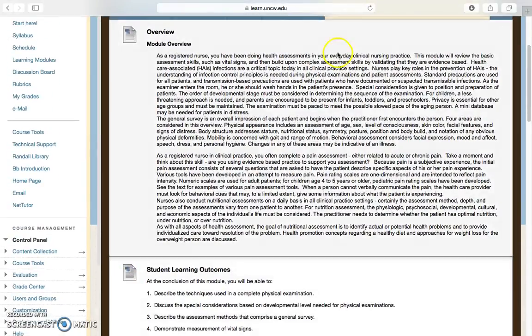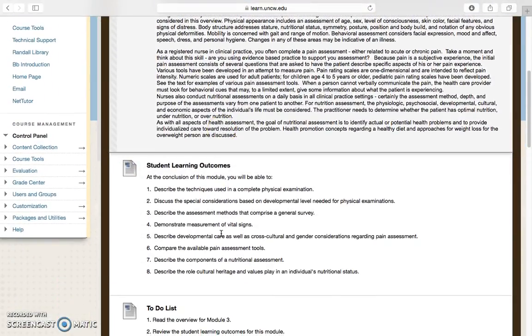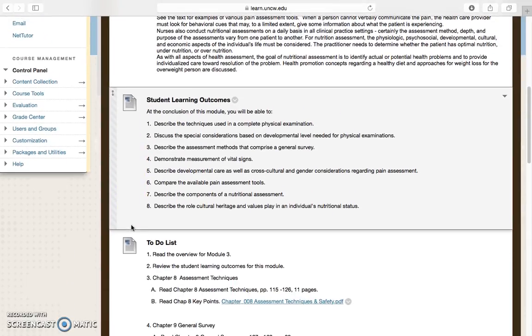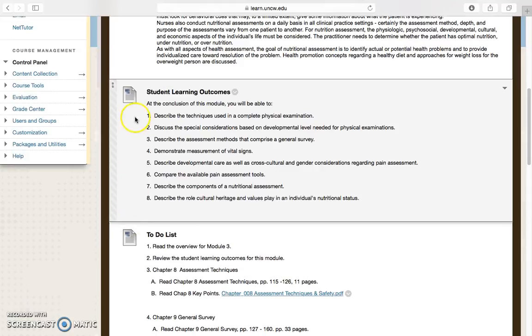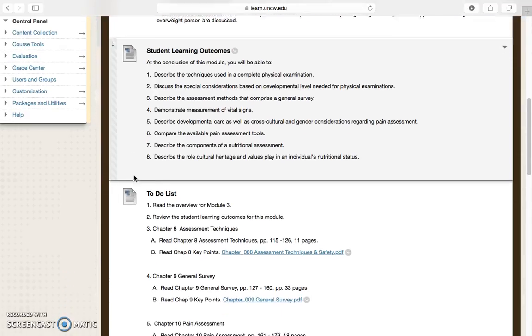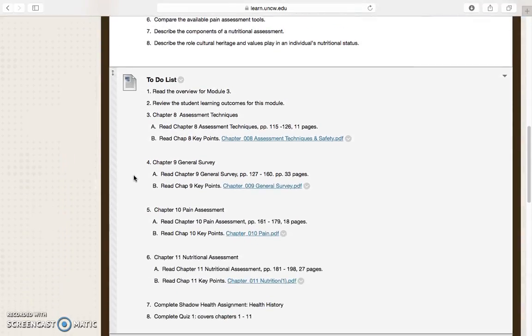We want for you to read over this module overview and then focus a little bit on the learning outcomes. These are the outcomes of the week as far as what you will be expected to learn by the end of this week's assignments and learning activities. Let's focus a little bit on your to-do list.